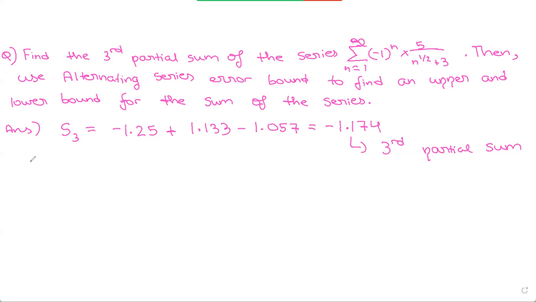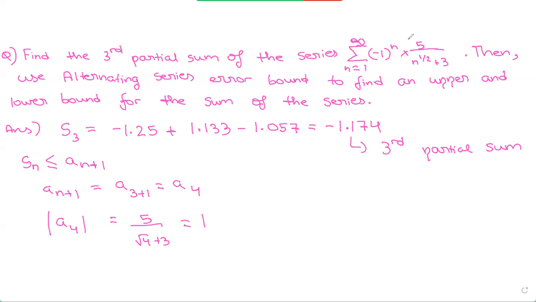Now, remember I wrote something in the previous slide, that S_n should be less than or equal to a_(n+1). So we need to find what a_(n+1) is. n is 3 in this case, as they asked us to find the third partial sum. So a_(3+1) would be a_4. We need to find the absolute value of the fourth term, that is 5 over root of 4 plus 3, which is just 1, because in this absolute value I didn't consider the (-1)^n. So this is our remainder.